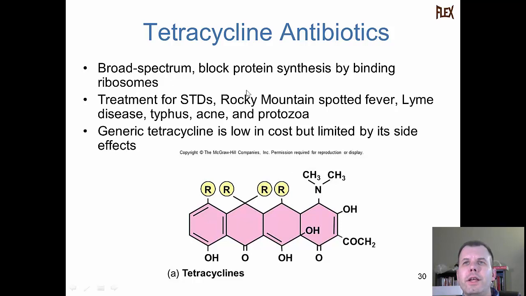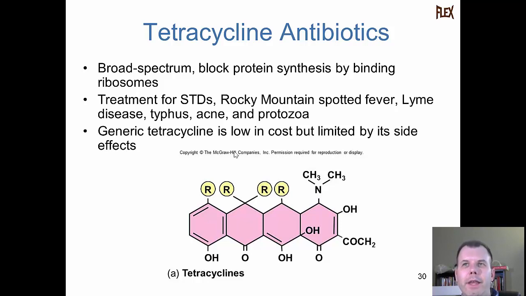Okay, tetracycline, these block protein synthesis by binding to ribosomes, and again, this prohibits the peptide bond formation. Again, it's low cost, but they do cause side effects. And a couple of side effects with tetracyclines is that they can cause kidney and liver failure, which is always a bad thing.